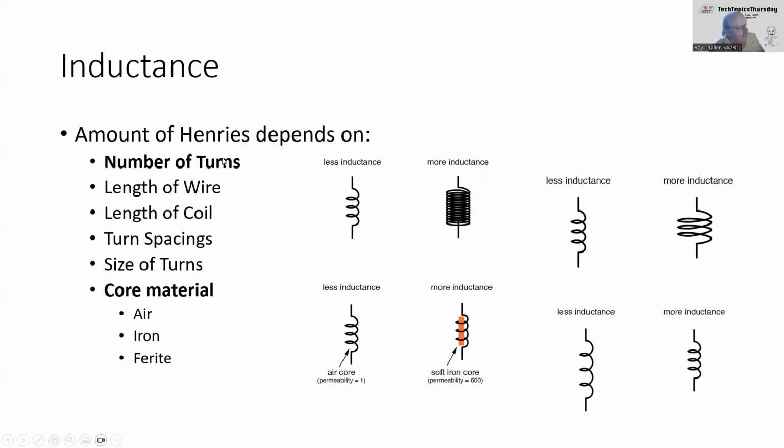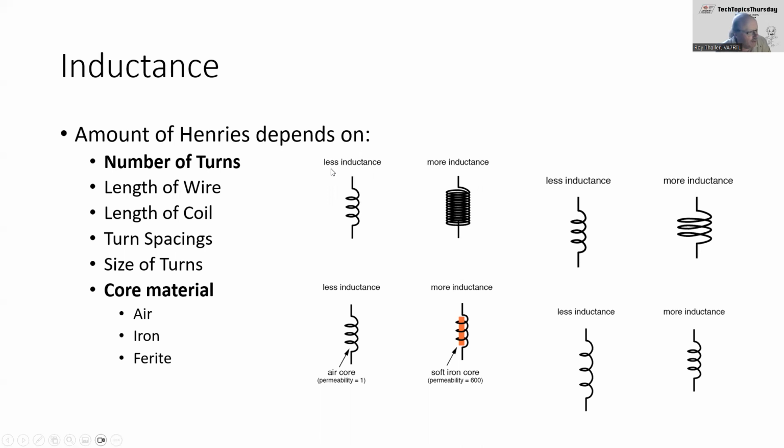One of the parameters, the main parameter, is the number of turns. So the more turns you have, the more inductance. And this relates to the length of wire, also to the length of the coil. So if the coil is spread out, you get less inductance. If it's closer together, you get more inductance. And also, if the size of the turns is bigger, you get more inductance, and less inductance if it's smaller coils, smaller turns.